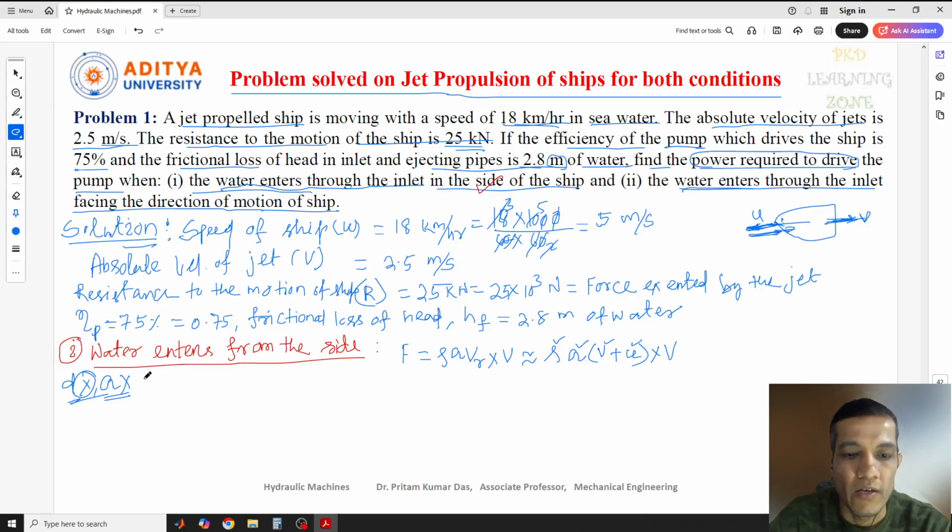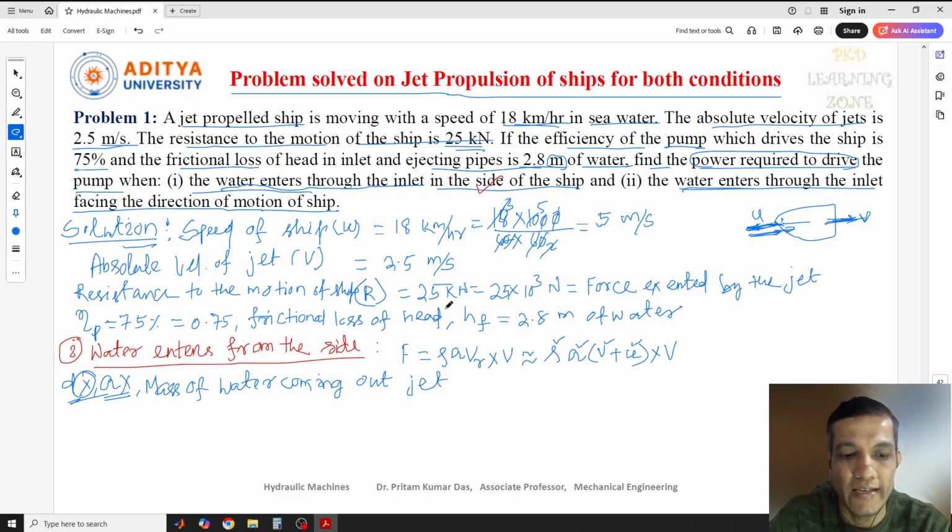So let's find out the mass of water which is coming out from the jet, or we can say the weight of water can also be considered. That we can find out, so we can calculate the force exerted by the jet. As I told you, the force exerted by the jet should be equal to the resistance to the motion.